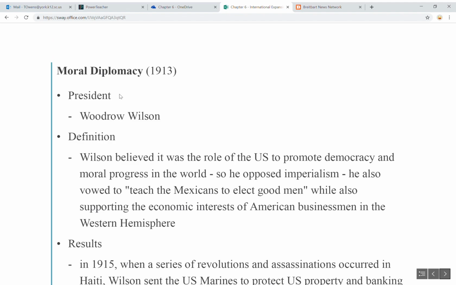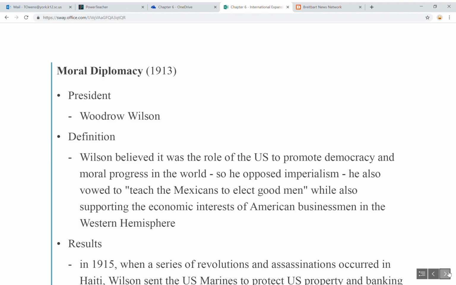The final diplomacy is moral diplomacy, and this was Woodrow Wilson's. Of these three presidents, he was the Democrat. The other two were Republicans. He's the Democrat. Understand that Wilson was not an imperialist. He did not really support imperialism. And so I don't think he's really on board with either the Roosevelt Corollary or really even dollar diplomacy, though he's not going to totally pull back on that, and he will use it.